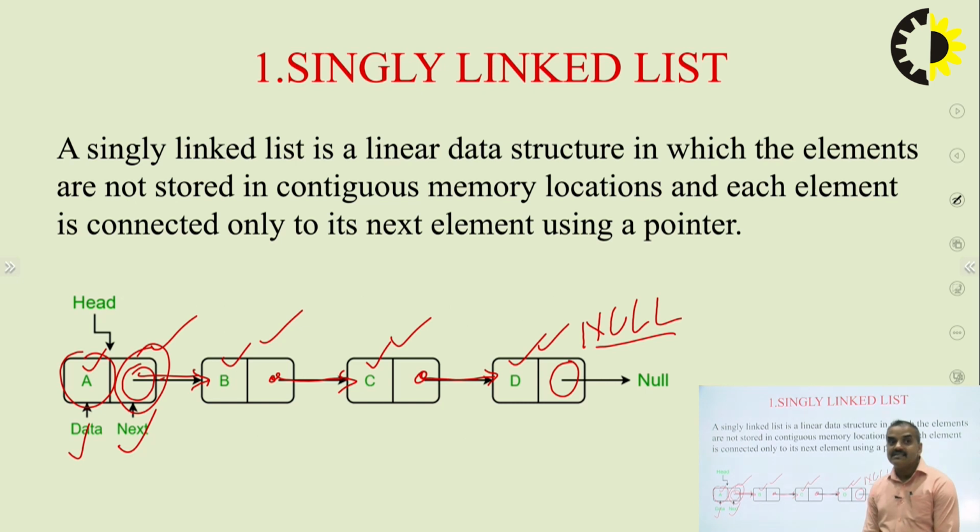A singly linked list is also a linear data structure in which elements are not stored in contiguous memory locations, and each element is connected only to its next element using a pointer. We use pointers in a linked list because a linked list shows the property of dynamic memory allocation. So by using pointers, we implement a linked list in a dynamic form.